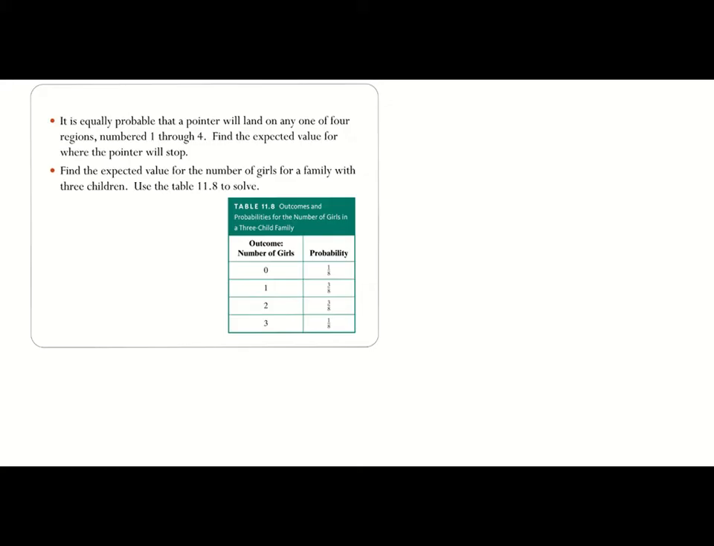All right, so we are on section 11.8 now, and that is going to be expected value. We're going to skip this first one because it doesn't really make a lot of sense with expected value. But to find your expected value, you multiply each outcome, so we're going to look here at the number of girls for a family, times the probability. And then you add all your products together.